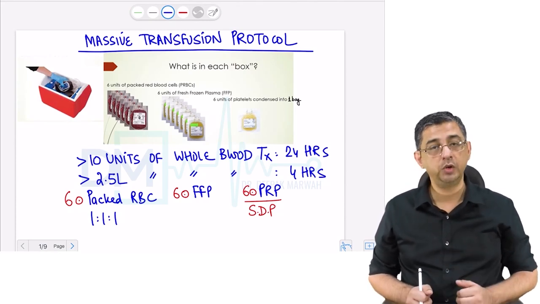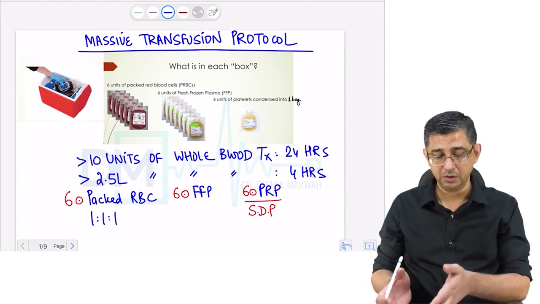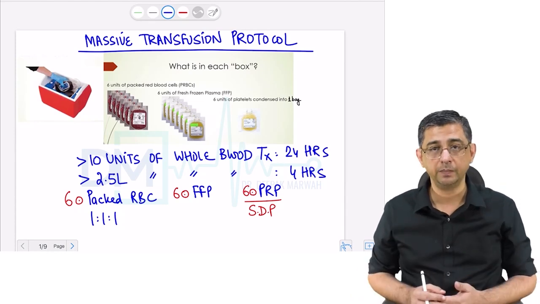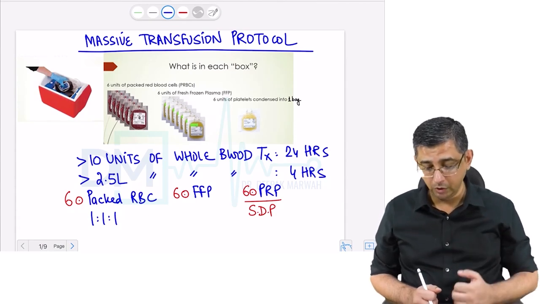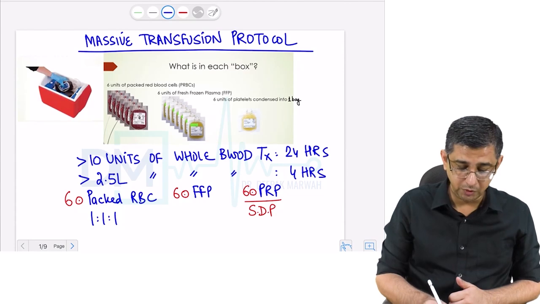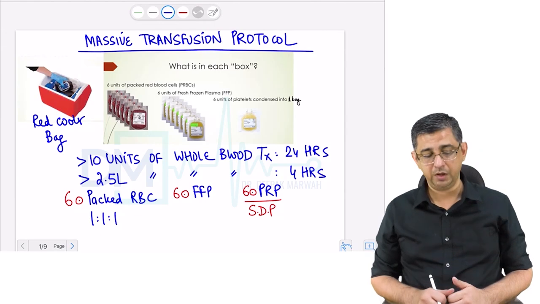And as I will explain to you, there is a possibility that you may not use all of these components, because the person, even before you give them, might start recovering. So when will you initiate a massive transfusion protocol will be the objective of my discussion. Most of the time in the blood bank, they will be providing a red cooler bag. Inside this red cooler bag would be present 6 units of packed RBCs.